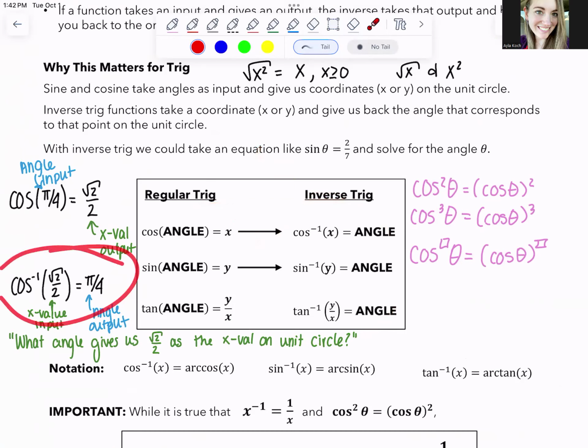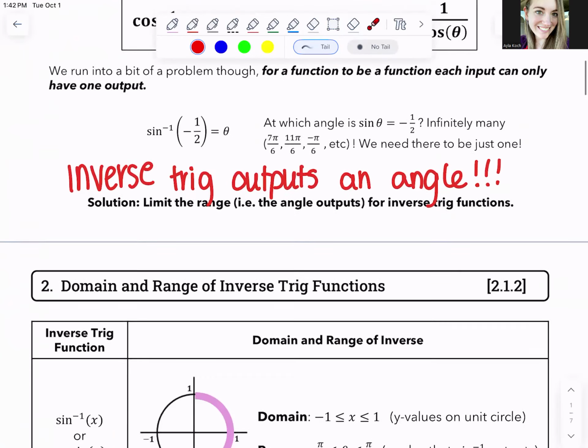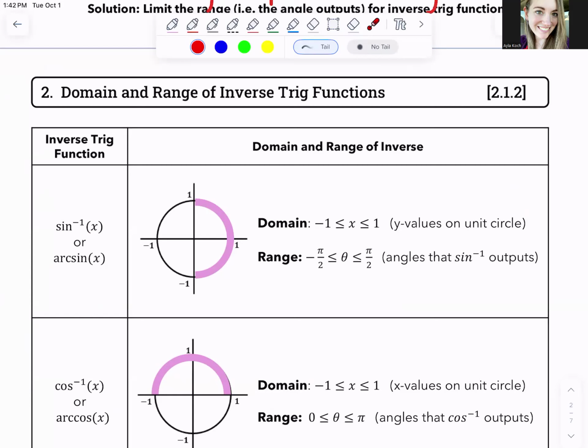So we used this example here. Why should this not be 9 pi over 4 or 7 pi over 4? Both of those have the x value square root 2 over 2. And the answer is because in order for a function to be a function, one input needs to have one output. Input gets one output. It doesn't get two outputs, then it wouldn't be a function. So we end up restricting the range. We restrict the angles that can pop out of these inverse functions.